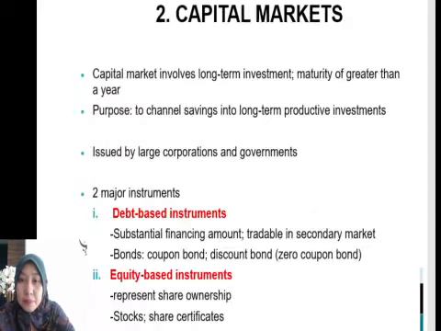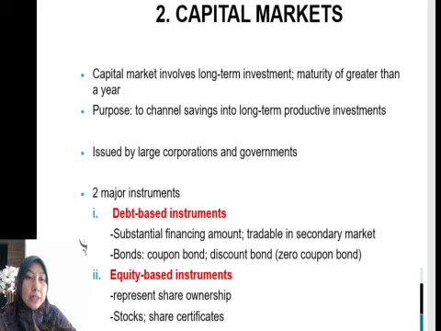Okay, next is the capital market. So what is the capital market? From the word capital, it brings the idea of ownership or money, the startup money. So the capital market involves long-term investment. If it is short-term investment, we call it the money market. Long-term investment is basically under the capital market, with a maturity of greater than a year.